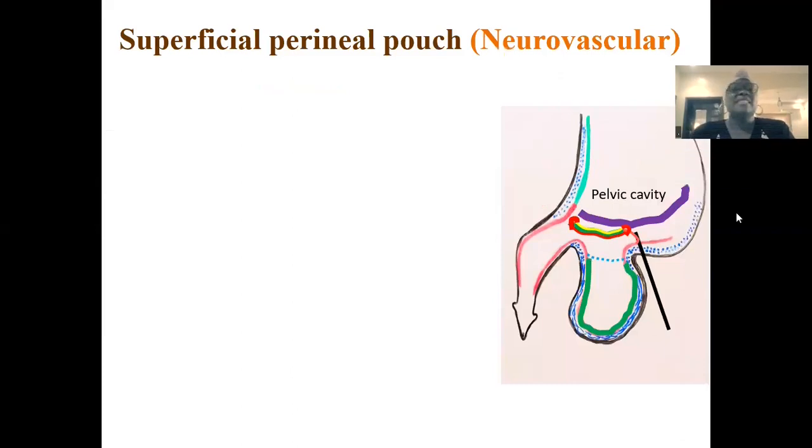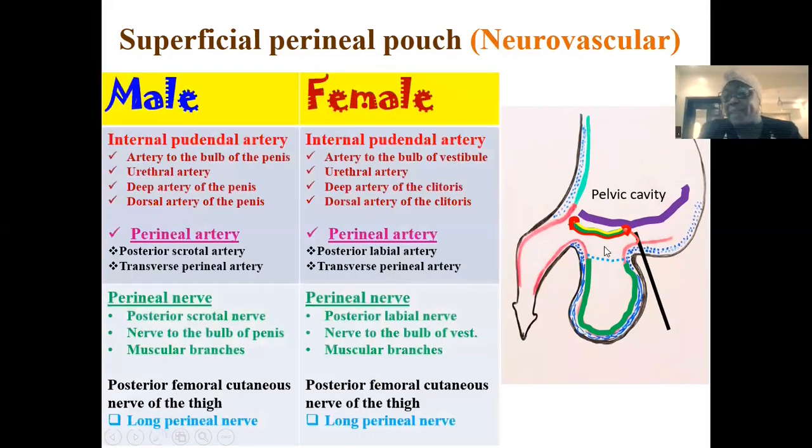So let's use this slide to describe the neurovascular structures that are located within the superficial perineal pouch. Remember, using this image by the side, we say this is the pelvic cavity that is inferiorly limited by the pelvic floor or the pelvic diaphragm.